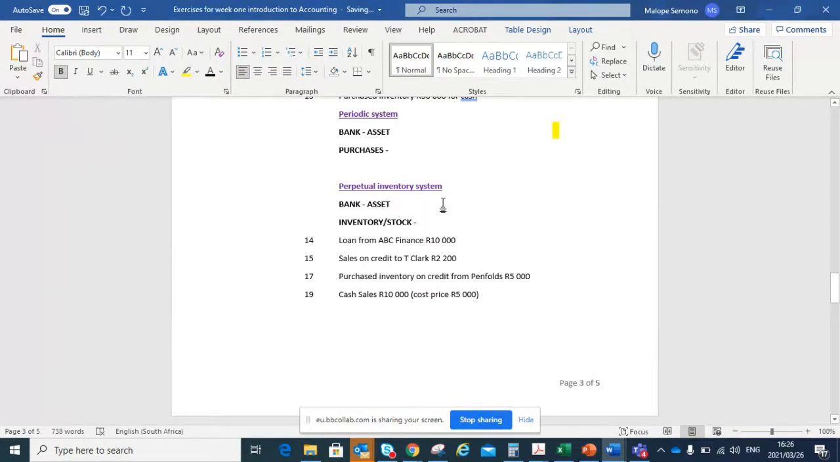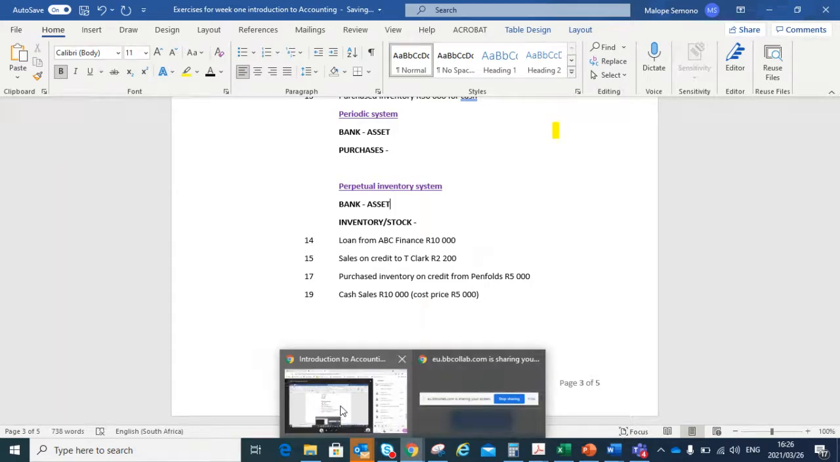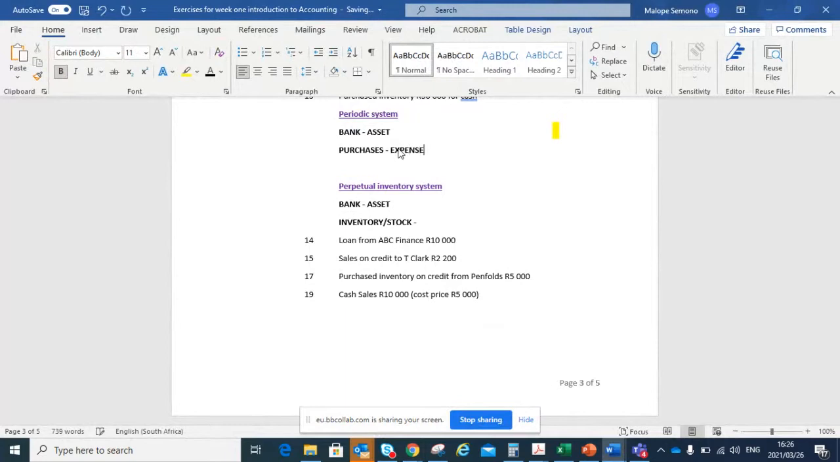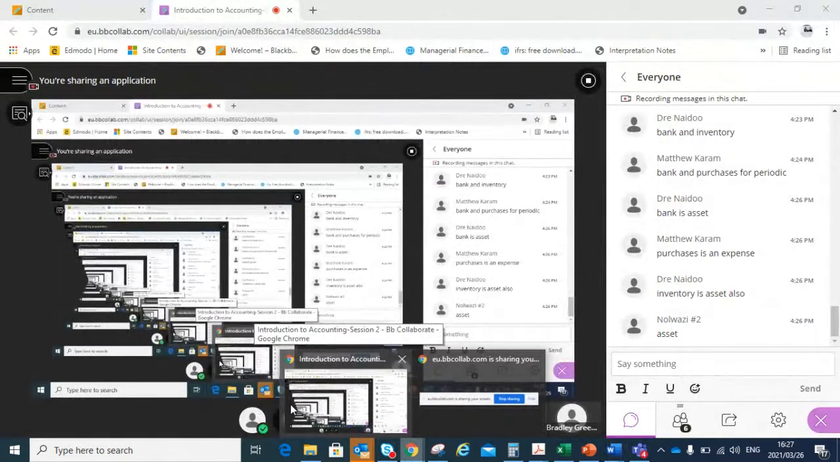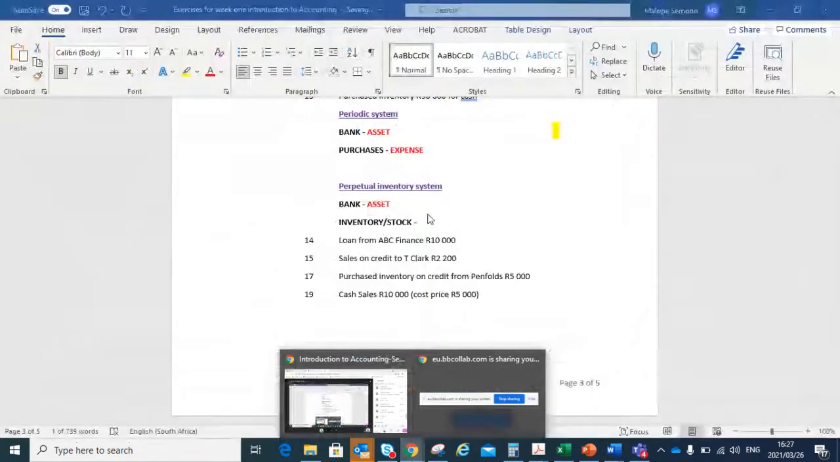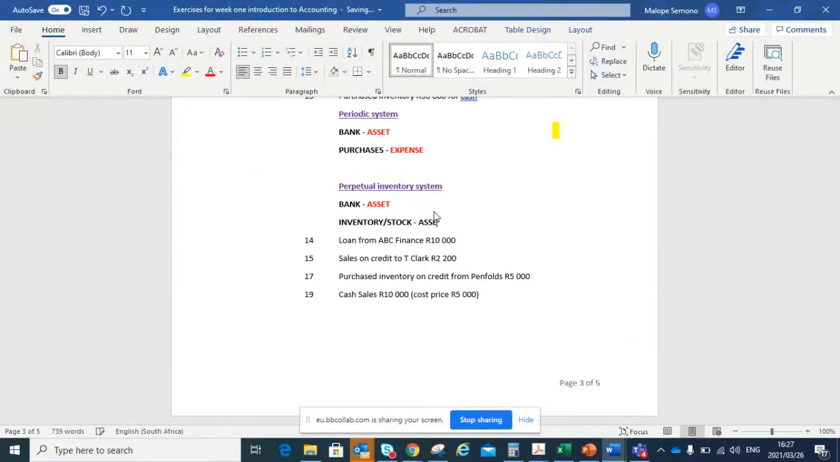So what about the purchases and inventory? Let's see. Purchases are expenses. You are on fire. Yes, you are correct. Purchases are expenses. And what about the inventory? Inventory is an asset. Yes, I agree with you. Thank you so much, guys.